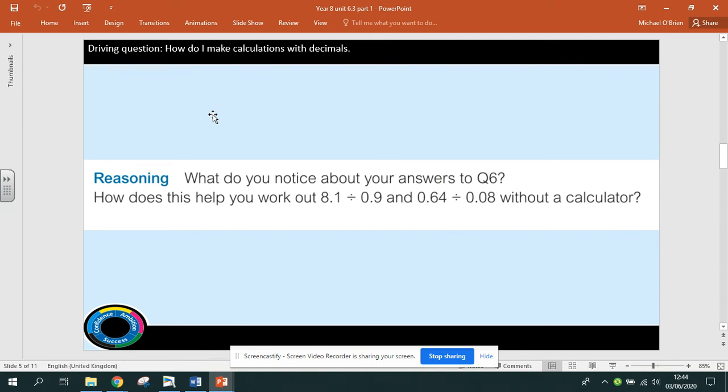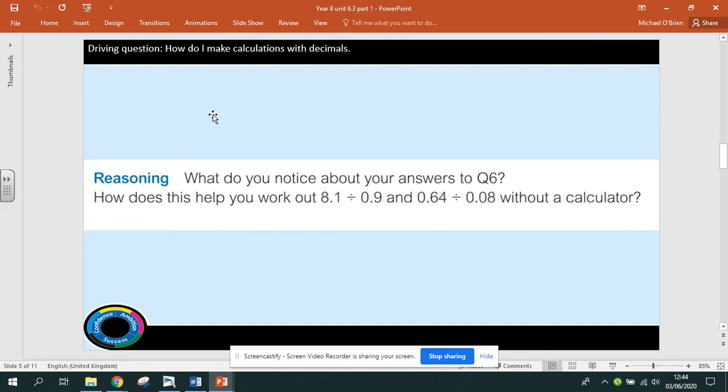Okay, what you should notice with these type of questions is that providing the numbers are in the same order to each other, so they've got the same place values, you can work out answers by themselves. So 8.1 divided by 0.9 is 9. 0.64 divided by 0.08 is 8.